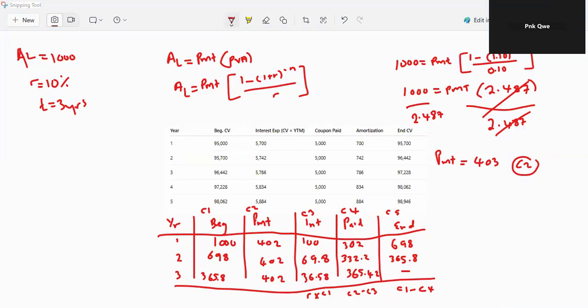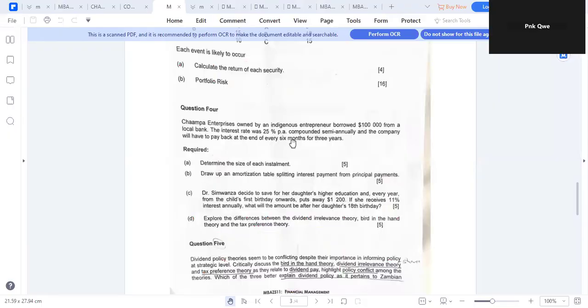So let's now answer this question together. Chama Enterprises is owned by an indigenous entrepreneur who borrowed 100,000 from a local bank. Interest is 25%, compounded semi-annually, and the company has to pay back at the end of every 6 months for 3 years. So determine the size of each installment, meaning the payment, PMT, and draw the amortization schedule while splitting the table into interest and principal payments. This is 10 marks.